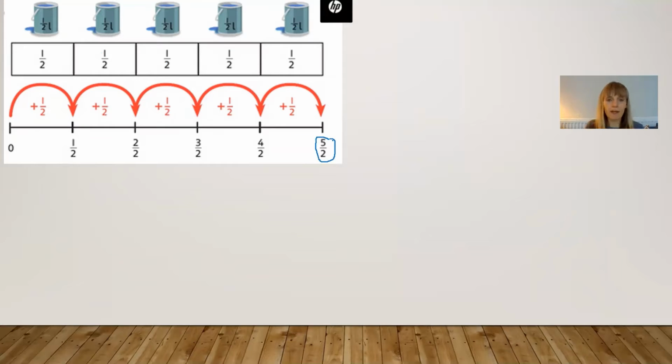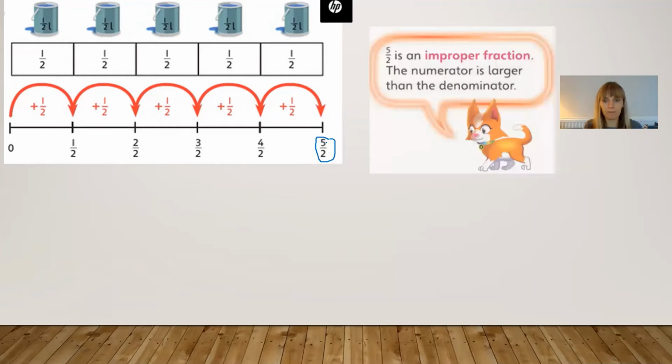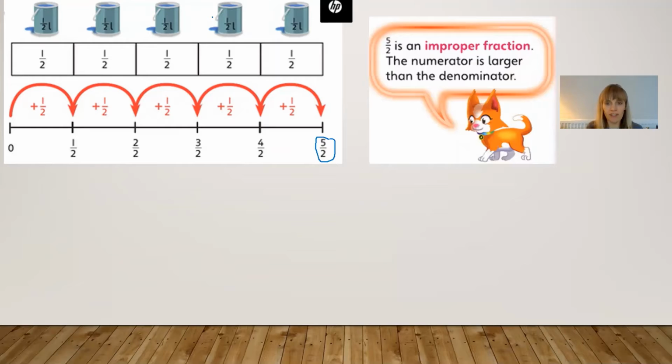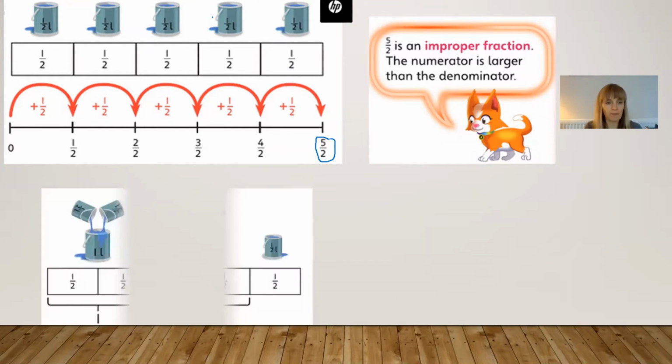Some of you might remember why it's improper. The reason is because the numerator, which is the number at the top of the fraction, is bigger than the denominator. As soon as your numerator is larger than your denominator, then your fraction is improper, because it's kind of top heavy. Normally it's smaller than the below number. And here it says 5 halves is an improper fraction. The numerator is larger than the denominator. Always remember, numerator goes at the top, denominator, I was thinking denominator down, goes at the bottom.